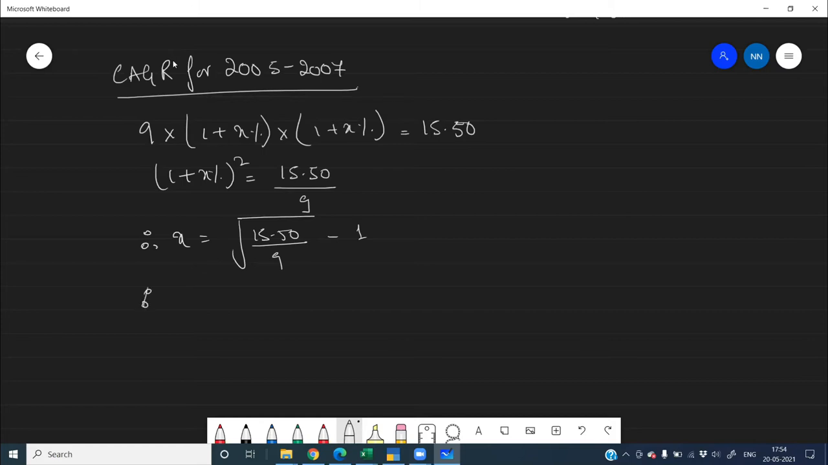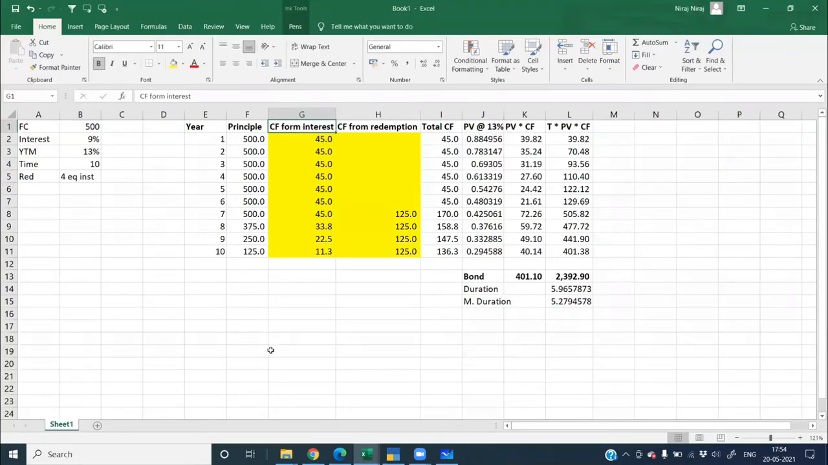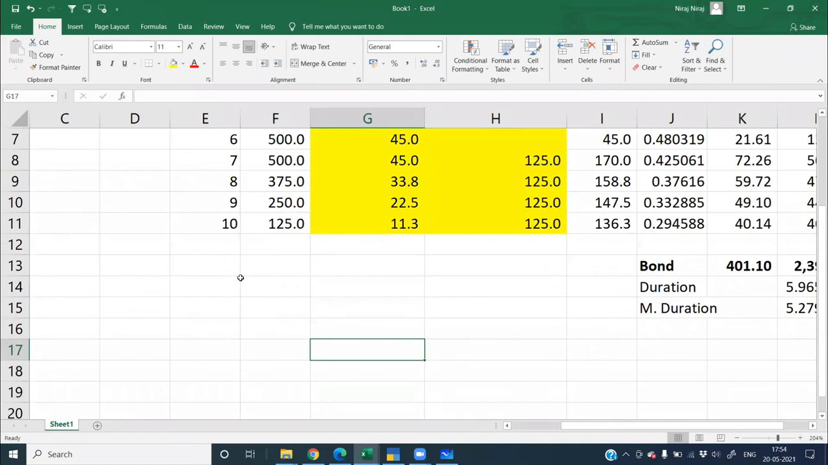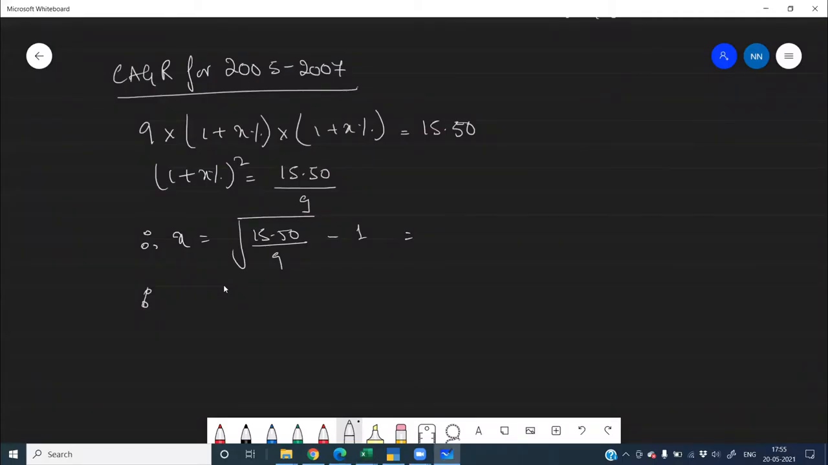Therefore, how much will X come to if we solve this? How do you solve a square root in Excel? There is a formula for solving square root in Excel that is called SQRT. So I will just show you how you can solve. SQRT, you will open the bracket, write 15.5 divided by 9 and close the bracket. You will get 1.3123. So I can write 1.3132 minus 1, that is equal to 31.32%.